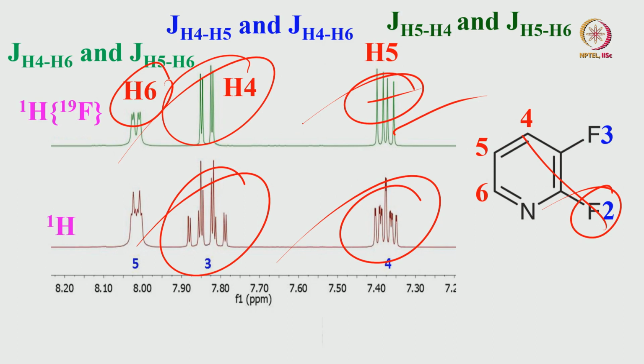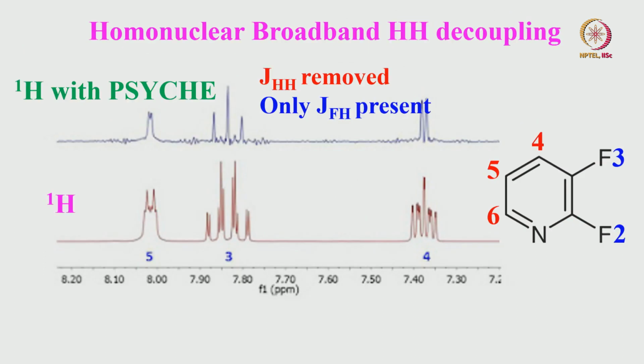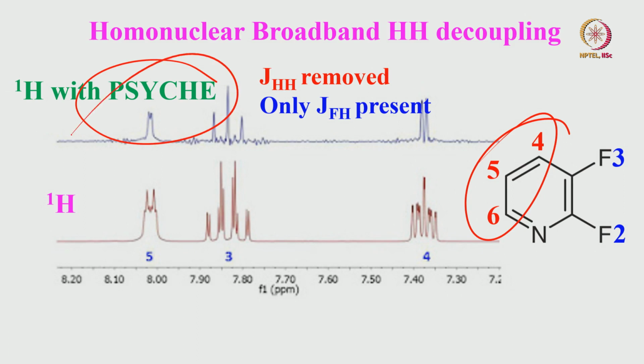Then you may ask me a question, can I remove HH coupling and get only FH coupling? That is also possible. There is a way of removing proton-proton couplings. It is not easy. When we discuss pure shift, I will have to tell you that. There are several experiments called pure shift experiments where, broadband, we can remove all the proton-proton couplings. Here no protons are coupled. We can remove all of them by using a technique called PSYCHE. Then HH couplings are removed. What is left here then? Only FH coupling.